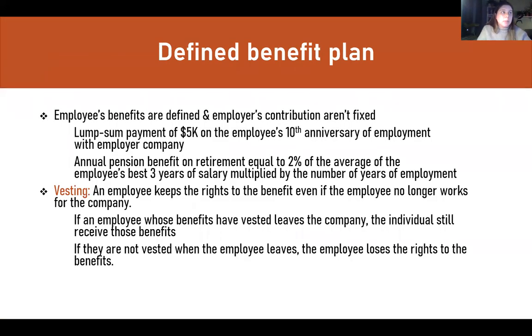Then there's the defined benefit plan, which the accounting is a bit trickier because there's a lot of estimates done by actuaries and that goes into it. So a defined benefit plan is that the employee's benefits are defined and the employer's contributions aren't fixed. So what that means is instead of the employer contributing 2% per pay per salary, they say, okay, well, when you're going to retire, we're going to give you $10,000 per year. So at the end of the day, the employee, when they retire, they need to get $10,000 per year.